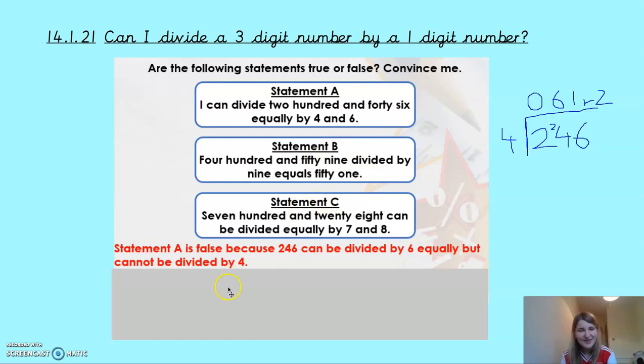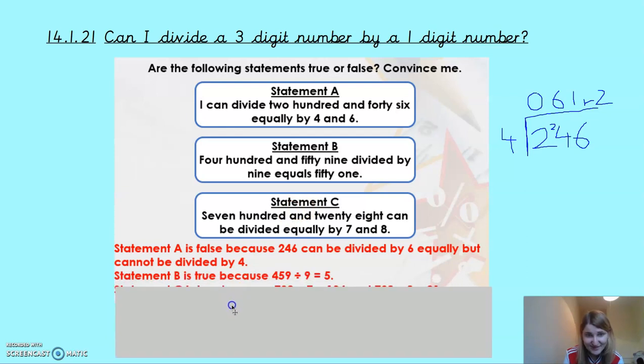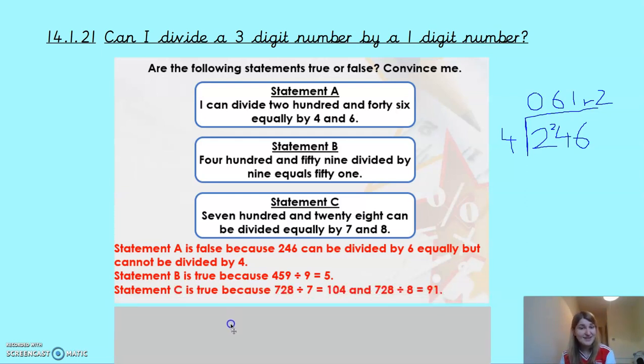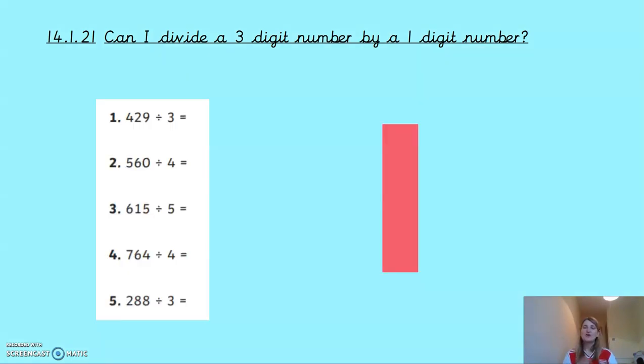All right. Statement B was true. So all you had to do was work out the division there. 459 divided by 9. Hopefully you got 51. And statement C is also true. If you did 728 divided by 7, you'd have got 104, and 728 divided by 8, 91, both with no remainders. So it can be done equally. Okay. So like I said, lots and lots of practice in here for you guys to have a go at.